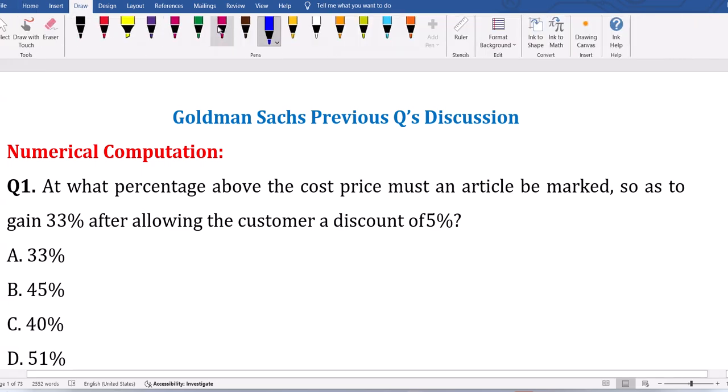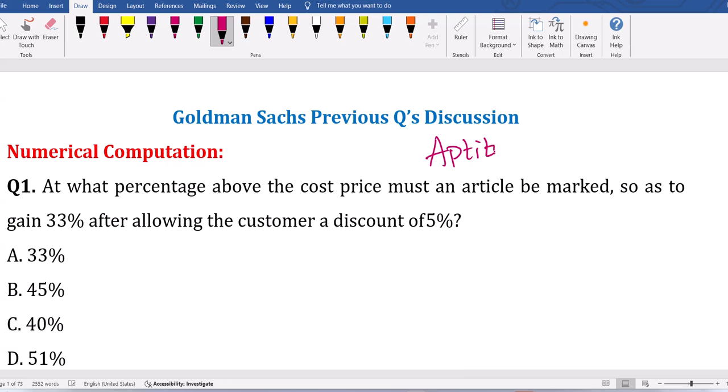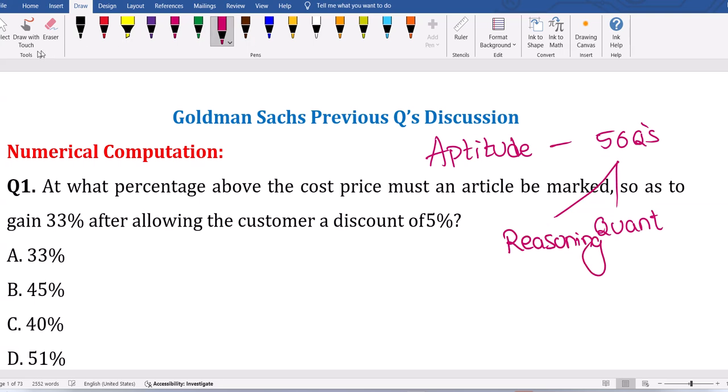There are different sections including verbal, English, different sections are there. But from an aptitude point of view, the majority of questions are asked: around 56 questions from quant and reasoning only. Among these two, more from reasoning in fact, sorry. Now let's see this numerical computation.